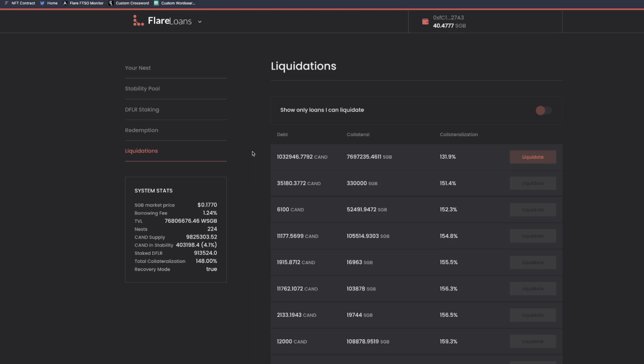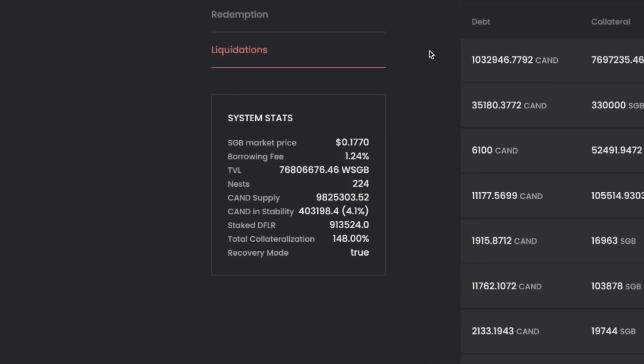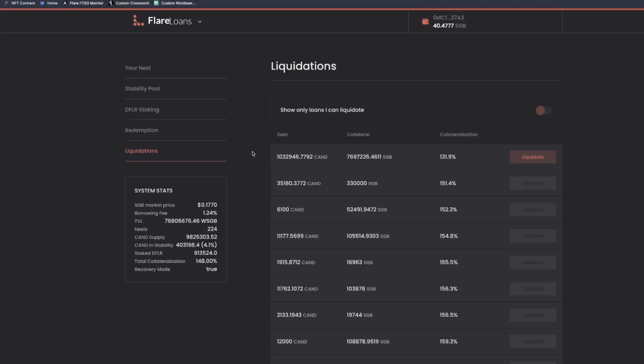Now, at the moment, we have a very unique situation where Flare Finance is actually in recovery mode, as seen here. Because of this reason, we're actually able to liquidate some of the loans which are above this threshold. In my opinion, taking loans out is very risky, because if the price of the underlying collateralized asset was to fall, you could run the risk of being liquidated, as seen here.